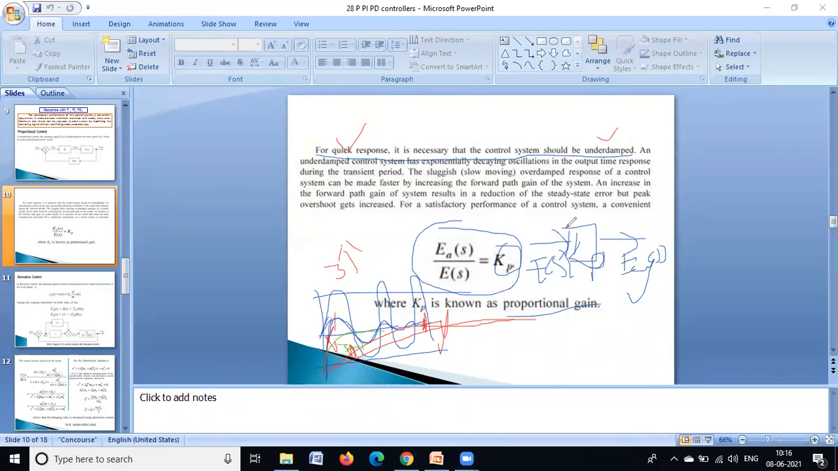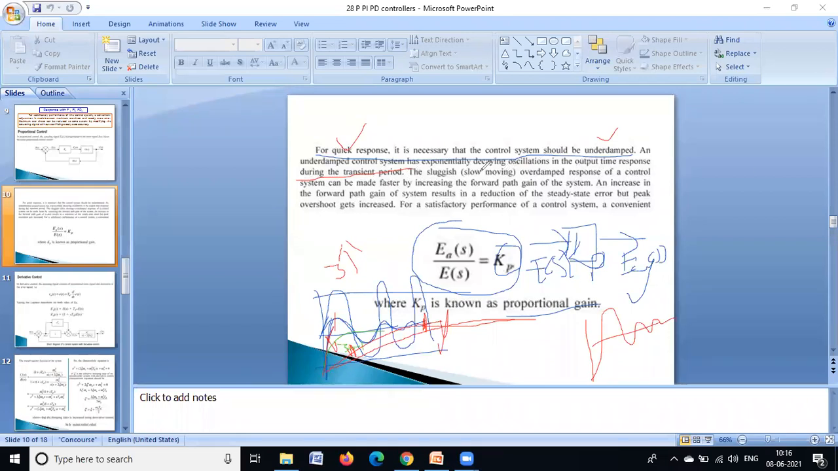it reaches the settling value. An underdamped control system has exponentially decaying oscillations in the output during the transient period. So here for your second order system, this is the response, a damped oscillatory response.